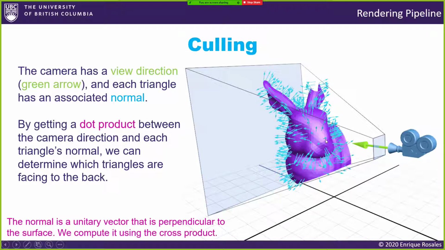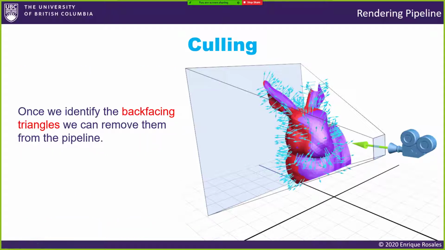And if the dot product is negative, it means that the normal is exactly opposite to the view direction of the camera. It means that the triangle is actually seeing the camera, right? So once we compute that, we can identify the back-facing triangles, and we can remove them from the pipeline, okay? Those triangles are not visible to the camera because they're facing away from the camera.